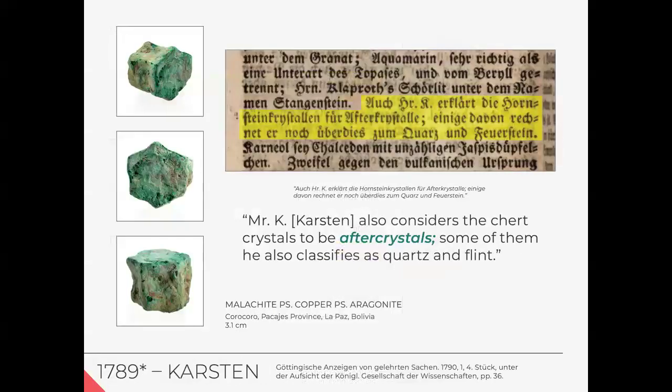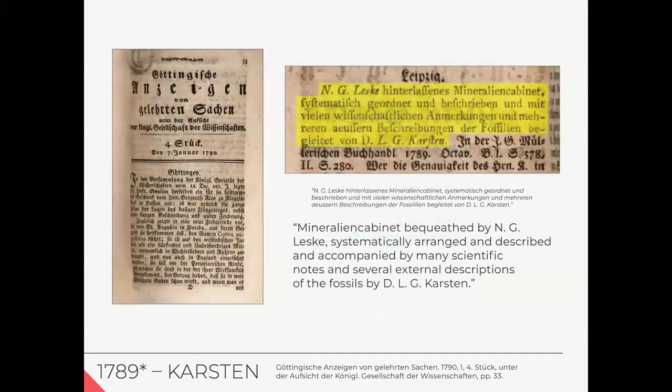So while I was looking through the Munich Digital Library, I found a 1790 source using after crystal. That predates Essner by 4 years. This item is just a casual mention of Chert after crystals. This appears in the Göttingen Scholarly Ads. It's a German academic journal that's actually still published today, which is kind of incredible. And it's under a review of Karsten's 1789 publication on the contents of the Leskian Museum.